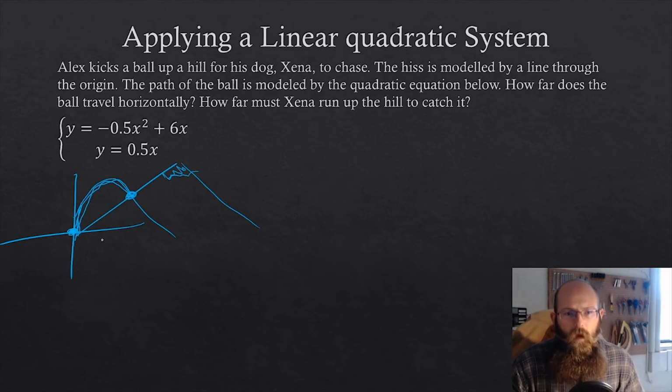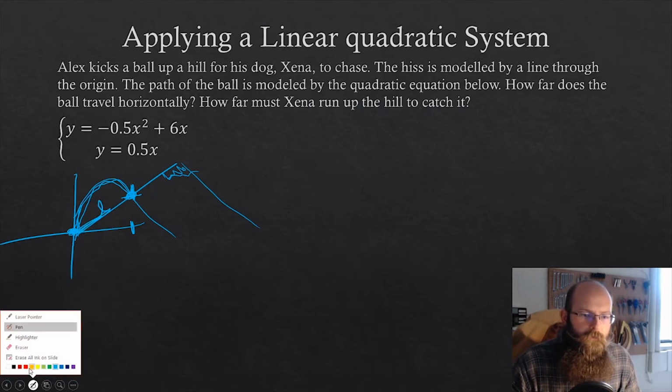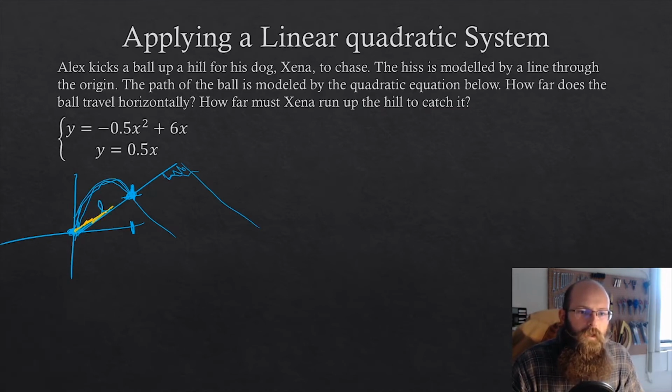So, how far did it move horizontally? They're asking what the x-coordinate is there. And then how far must Xena run up the hill to catch it? Up the hill is actually this number here. I'm going to write an L. This distance here, that is how far the little doggy actually ran, across the hill this way. That might get some of you. Some of you might just put the y coordinate. It is not that. It is actually the slant.